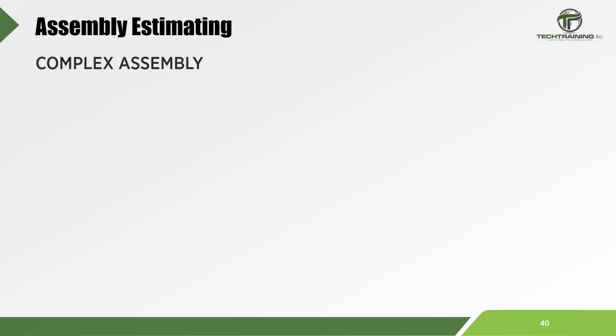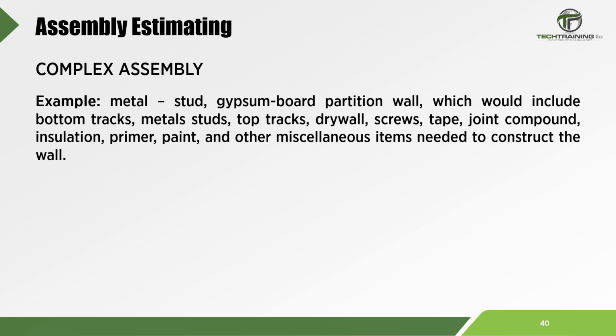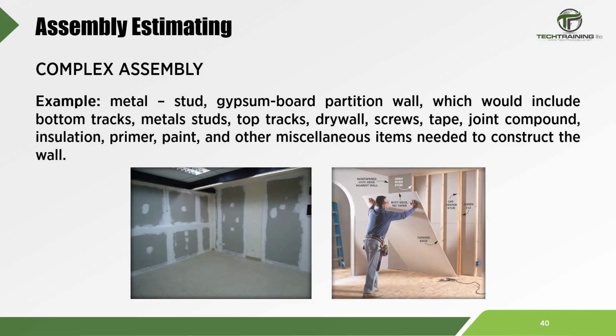An example of a more complex assembly would be a metal stud, gypsum board partition wall, which would include bottom tracks, metal studs, top tracks, drywall, screws, tape, joint compound, insulation, primer, paint, and other miscellaneous items needed to construct the wall. This assembly would be installed by multiple trades, but listed as a metal stud partition wall.